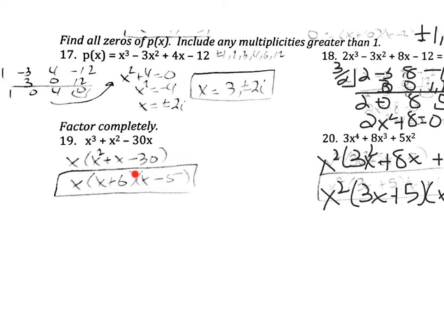That leaves this. And so I had to find factors of 30. That gives me 1 in the middle. So I got the 6 and the 5.